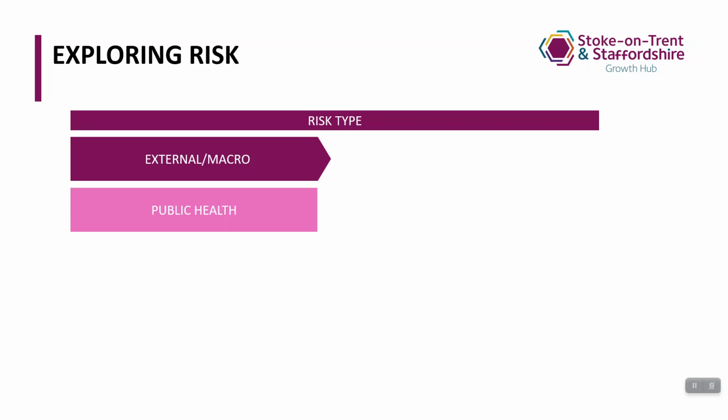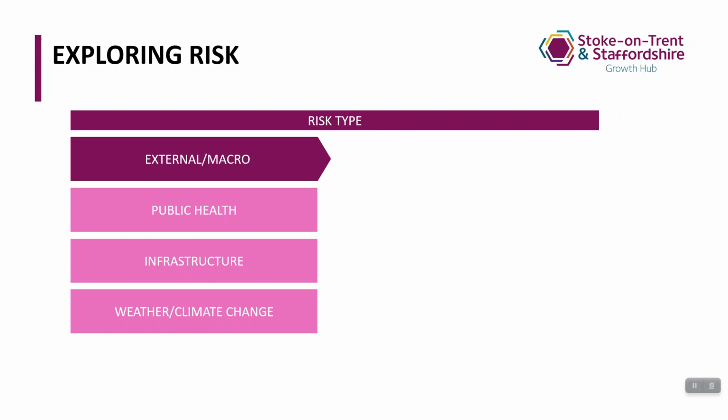So the external or macro risks can be things like public health. So whether that's another COVID case, or whether that's another kind of viral outbreak or pandemic, anything that acts negatively on public health and causes something like a lockdown, for instance. Then infrastructure, so things like roads being damaged, or the national grid being down. What are those specific risks?